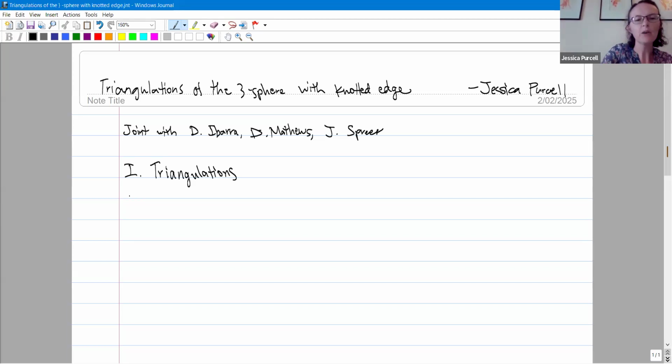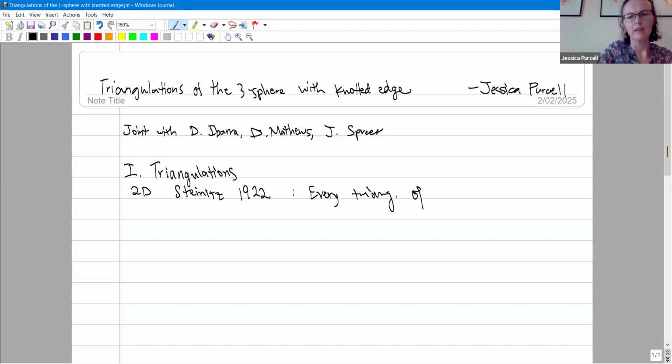So if you go back to two-dimensional triangulations, then there's work of Steinitz from 1922 that says that every triangulation of the two-sphere can be realized as the boundary of a two-dimensional polytope. Okay, so what does that mean?